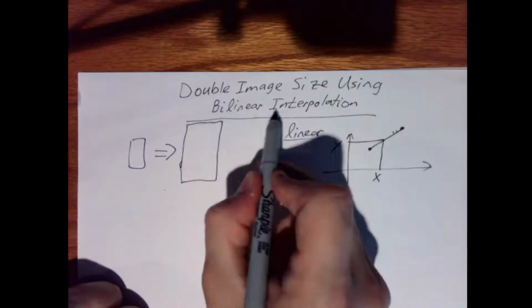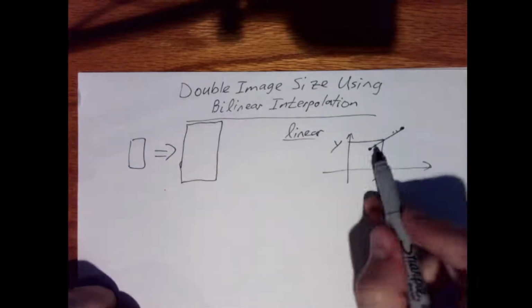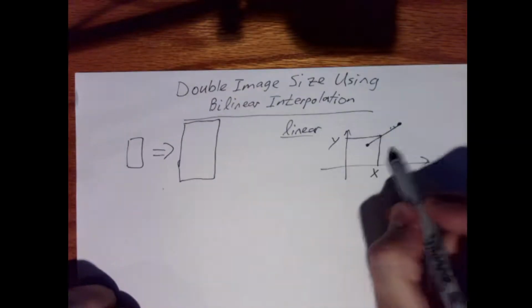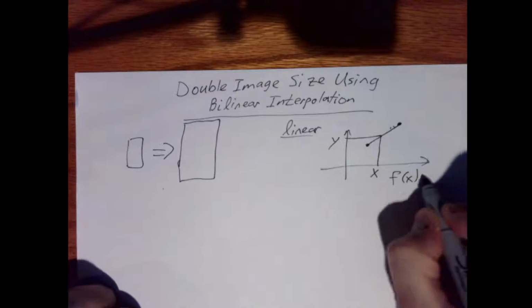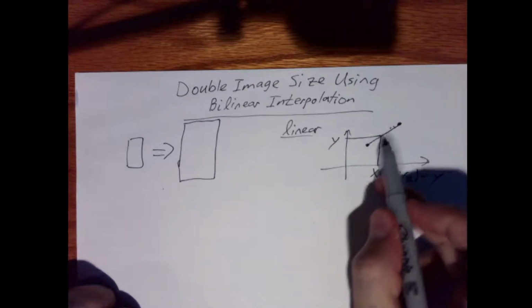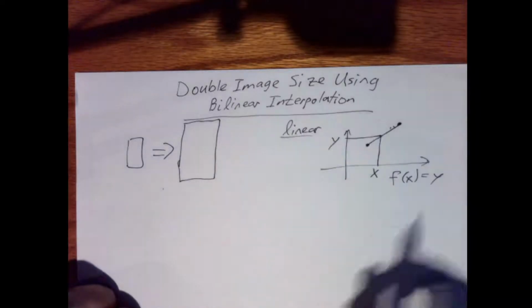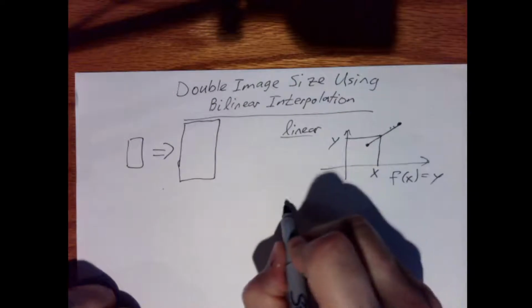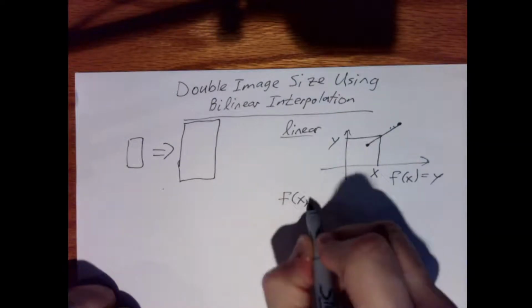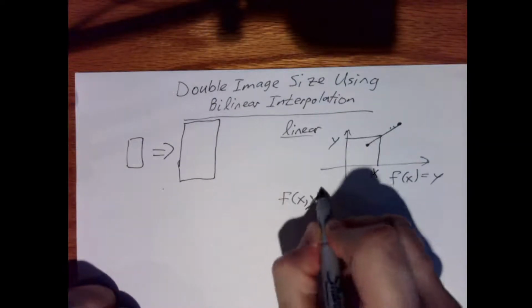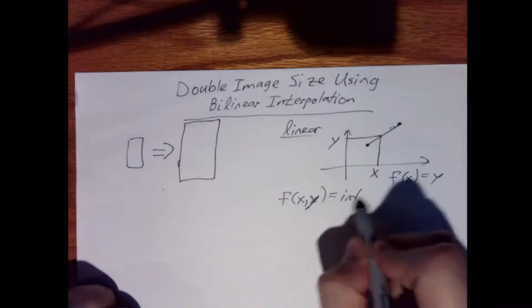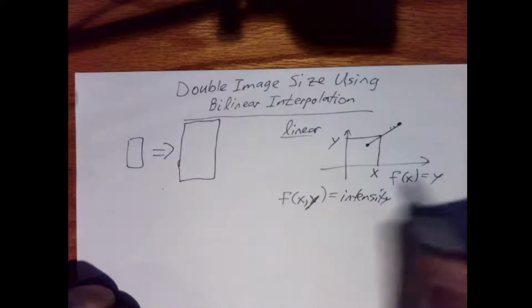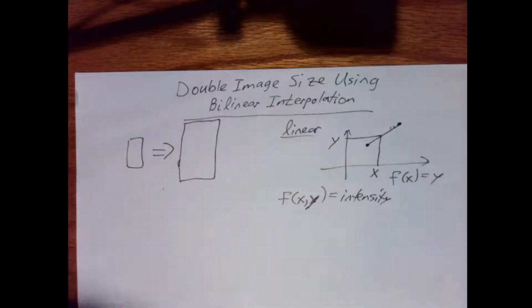The bilinear interpolation, though, will be basically the same idea, except whereas this right here is a function of one variable, f of x will be equal y to figure out where I'm at here. For my image processing, I'll have f of, say, row column. That will then give me the intensity or the image value at that point.